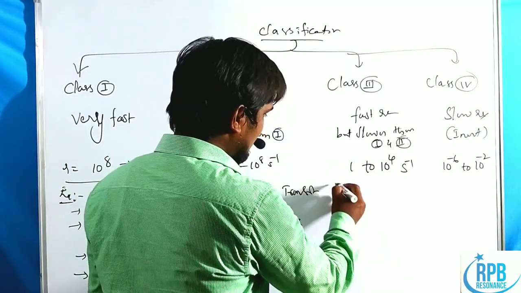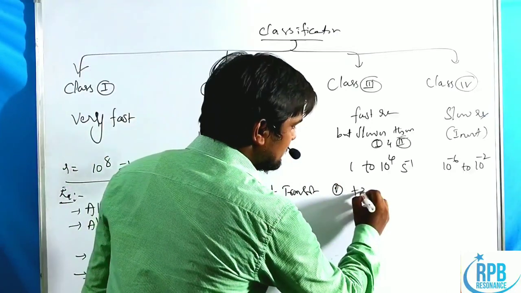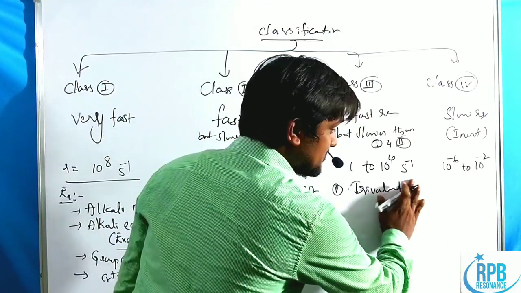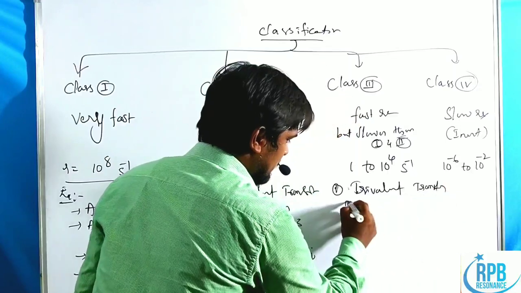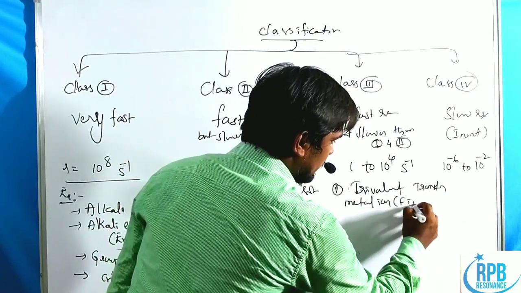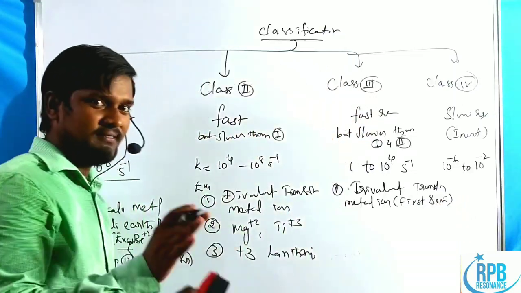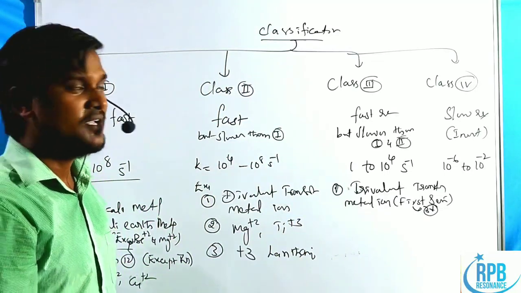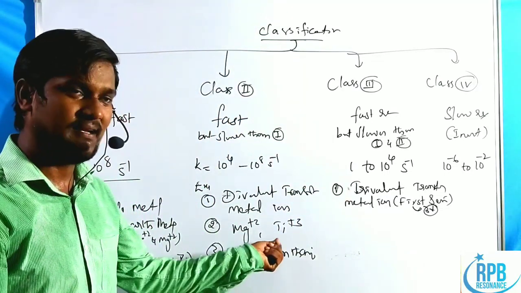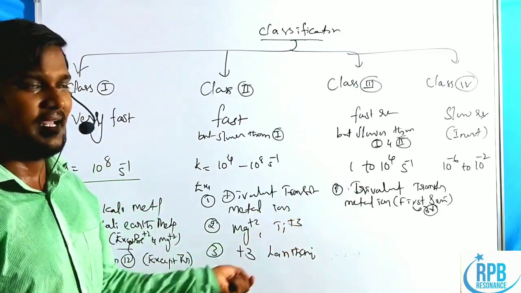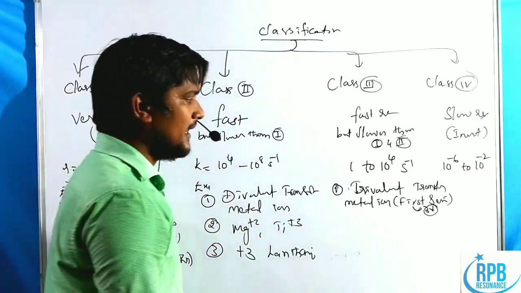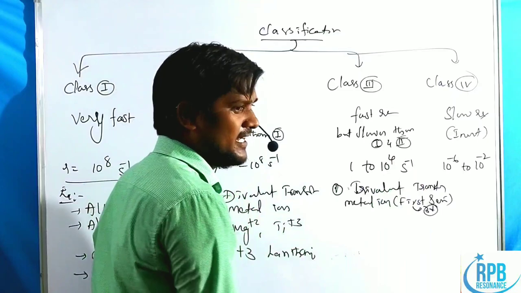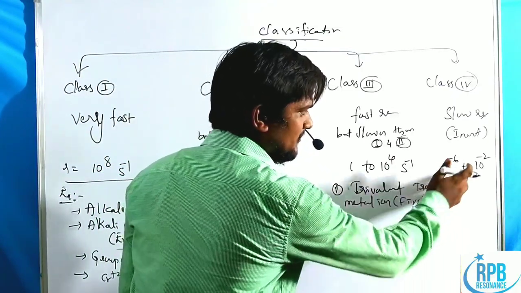Now, in the case of class 3 elements, the first example is plus 3, that means trivalent first series transition metal ions. Note that point: first series only, not the 4d or 5d series, only the 3d series, that means scandium to zinc. Among them, the titanium plus 3 element will show more of this character. Again, cobalt plus 3 and chromium plus 3 will show some inertness character, which is why some of the plus 3 elements appear here.